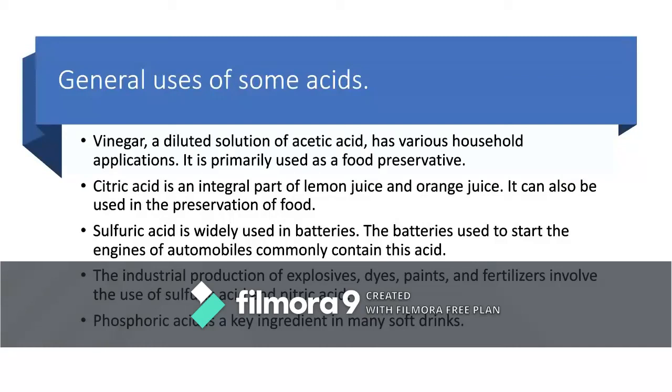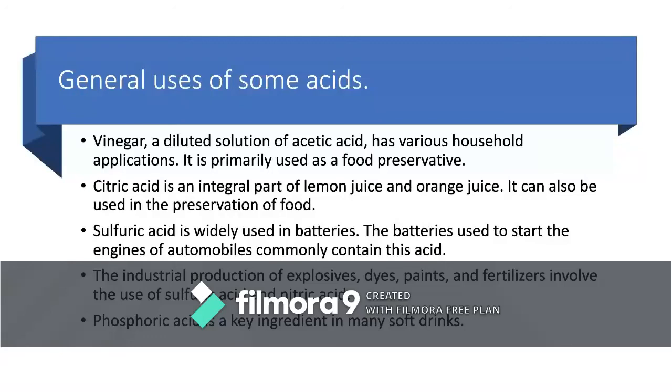Secondly, citric acid is an integral part of lemon juice and orange juice. That means the citrus fruits contain which acid? Citric acid. It can also be used in the preservation of food. Then, sulfuric acid is widely used in batteries. This acid is also called king of all chemicals because it finds use in various industries. The batteries used to start the engines of automobiles commonly contain sulfuric acid.